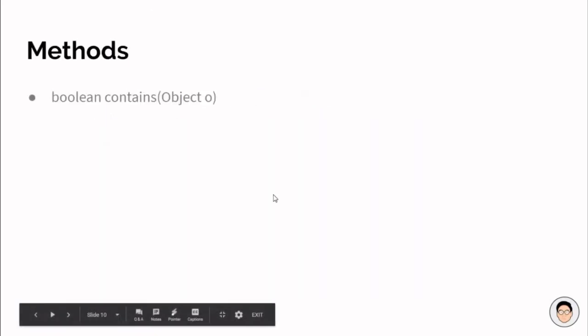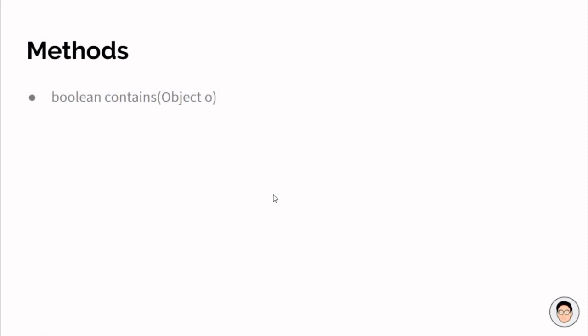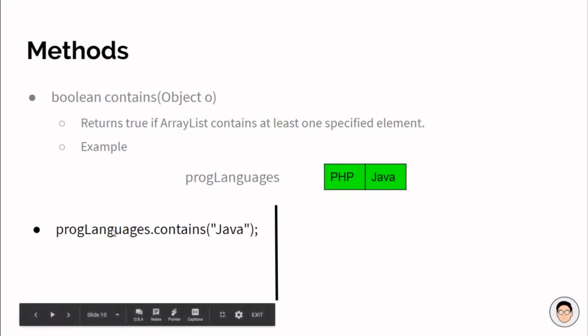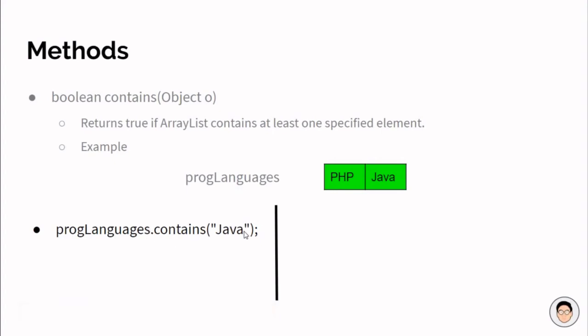Fifth method, boolean contains(Object o), returns true if the ArrayList contains at least one specified element. For example, programming languages currently have PHP and Java as elements. First example is programmingLanguages.contains("Java"). You can pause the video and try to guess the answer. It returns true because programming languages contains Java.